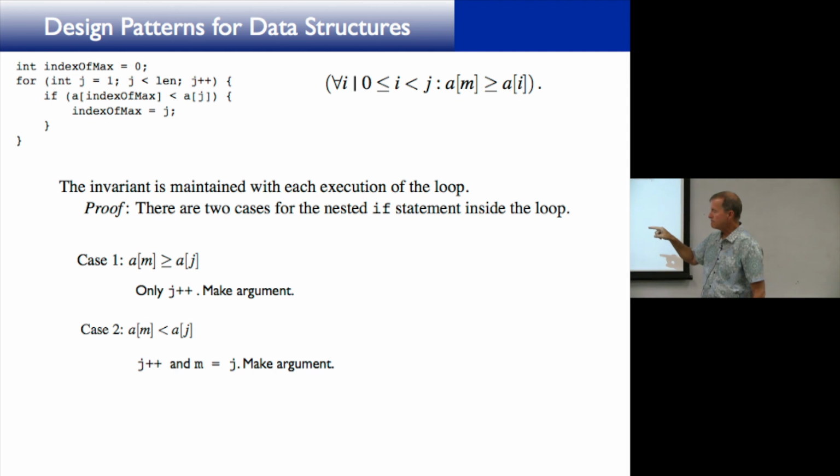So now, there are two cases. What we have to show is that this invariant is true in these two cases. In the case where A sub m is greater than or equal to A sub j, in which case does the body of the if statement execute?